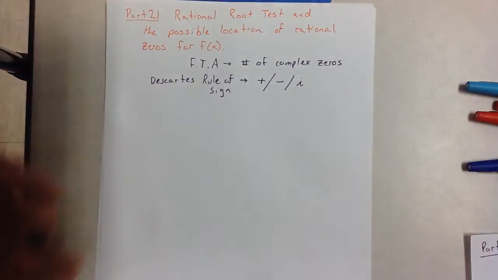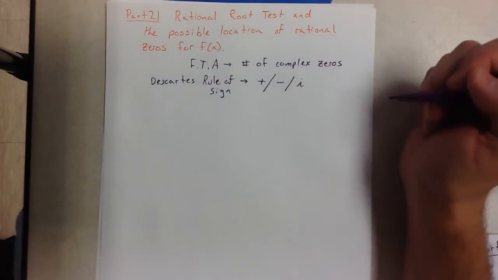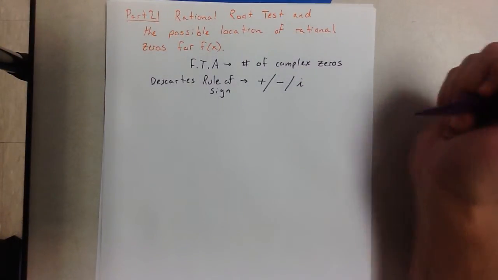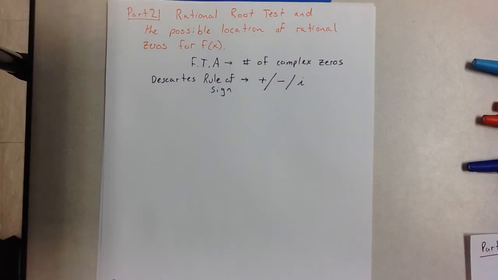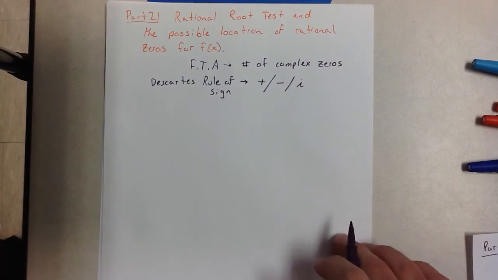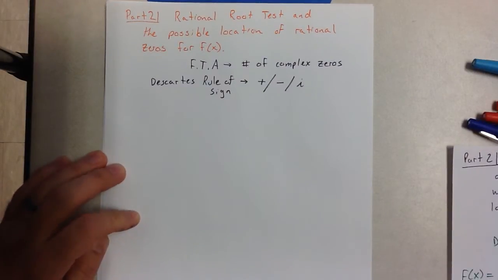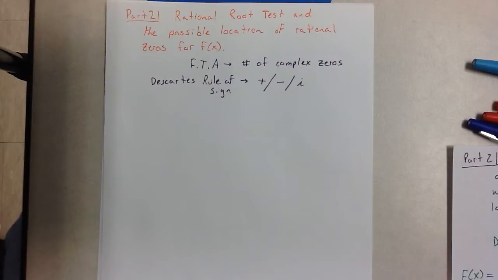So today we're going to be looking at a test that could help us get a better idea of where some of the zeros are, and then from a couple of tests we'll be able to hopefully factor a polynomial and find every zero. Okay? So something to think about.